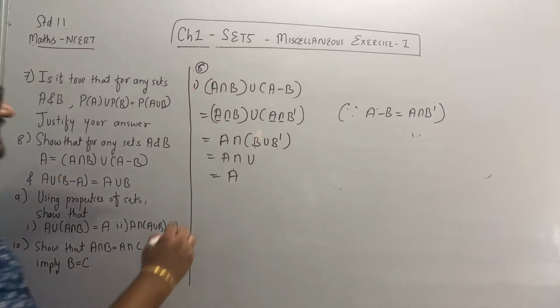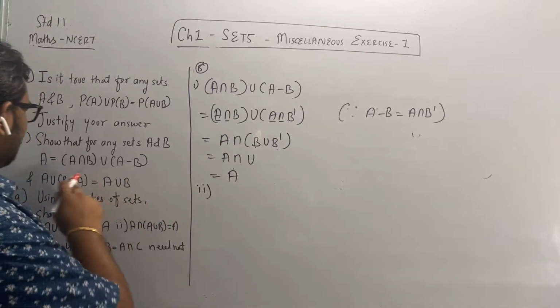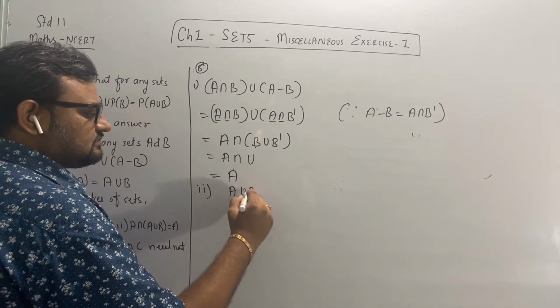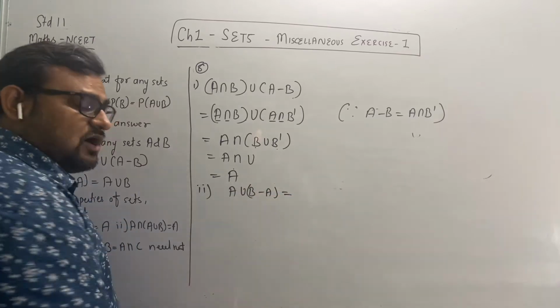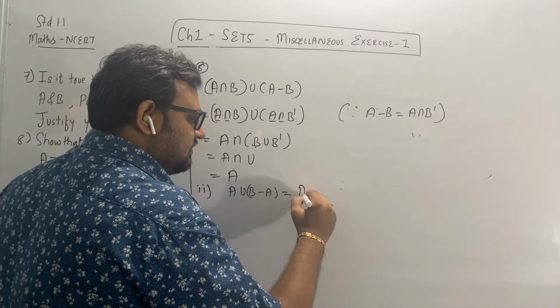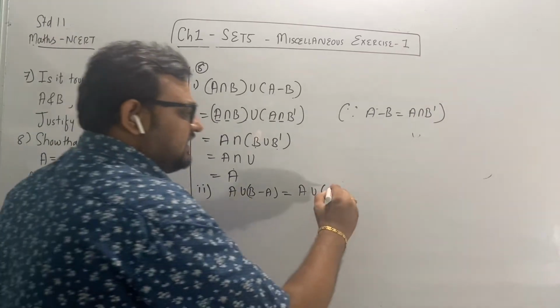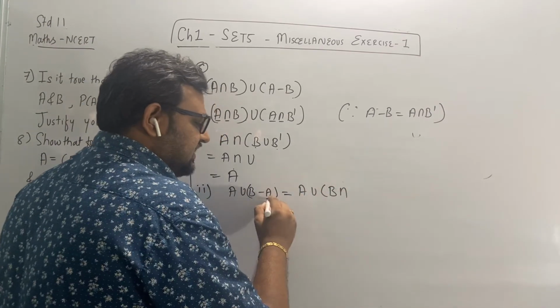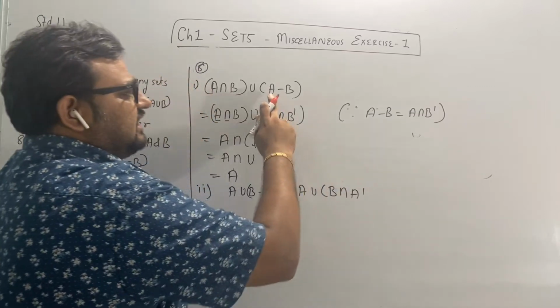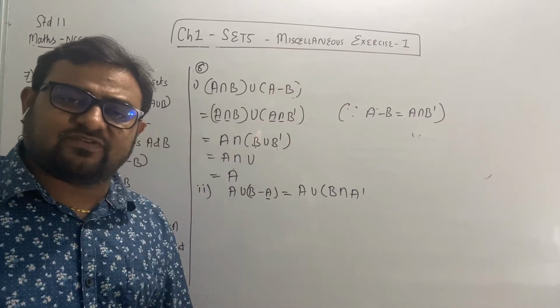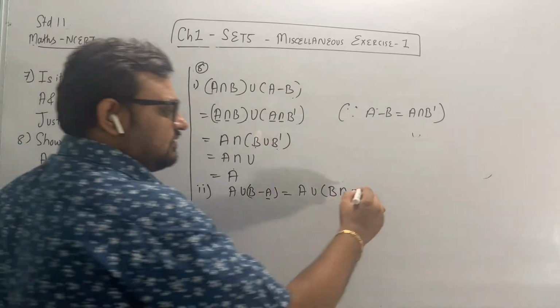Okay, let's start the second also. Then you wrote it down. A union B minus A. This is the LHS. Again, how can I write B minus A? B minus A means B intersection A complement. See here, A intersection B complement. You have to take the complement of the set which you are going to subtract.